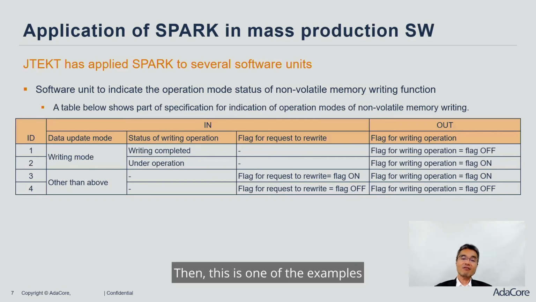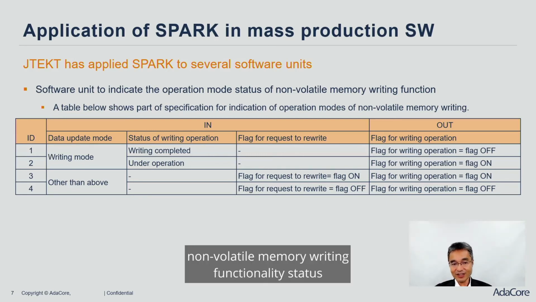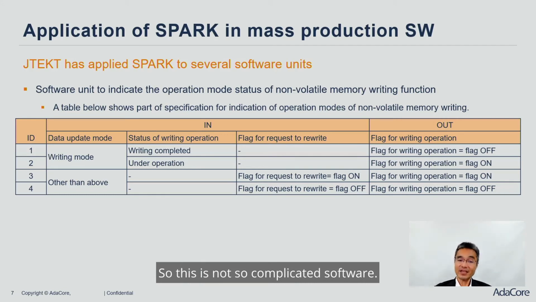Then this is one of the examples in the area that JTEKT have already applied Spark. So honestly speaking, JTEKT has just started to use Spark in these years. So we don't have much experience to use Spark. So we start to apply Spark from very simple code like this. So in this code, let's say, we just write the flag according to the condition of the software. In this software, non-volatile memory writing functionality status is identified as output. So this is not so complicated software.